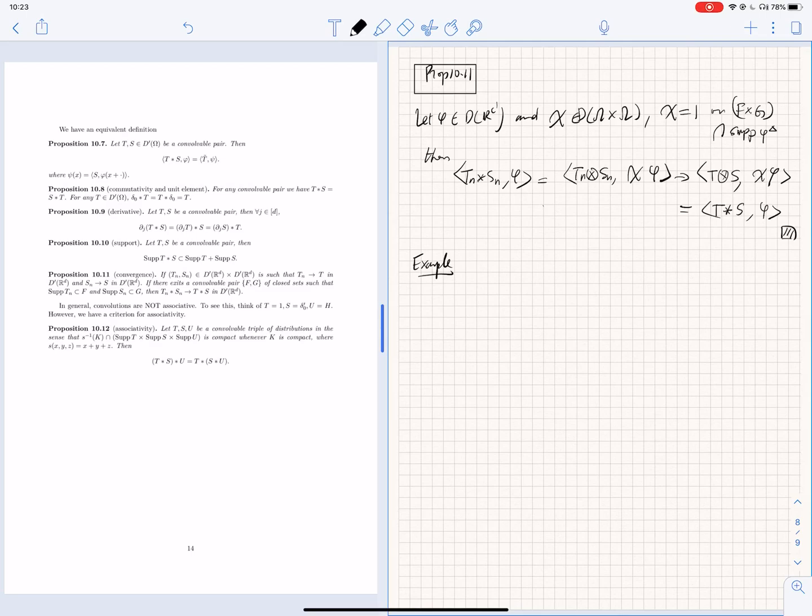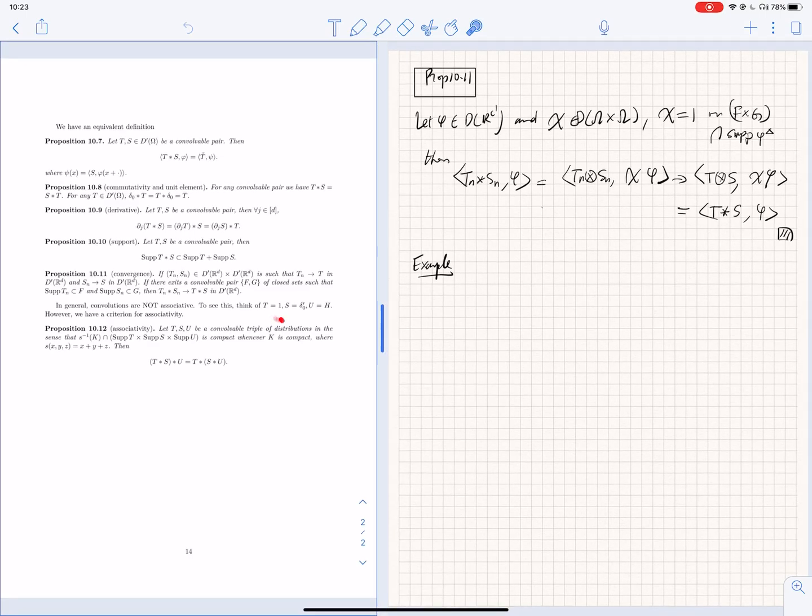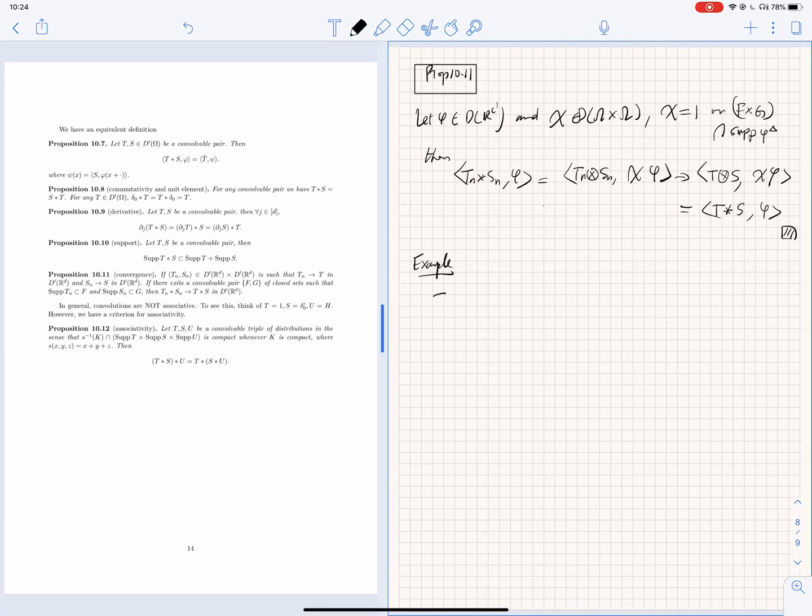So if we consider t equals 1, s equals delta function prime, and u is the Heaviside function. We know that the derivative of the Heaviside function is a delta function. It's this Dirac delta mass. Okay, let's just do the calculation for the convolution of the first two things.